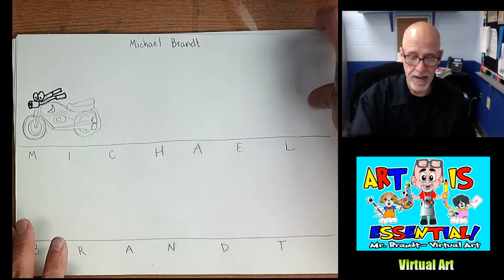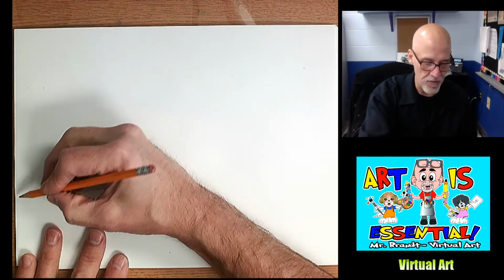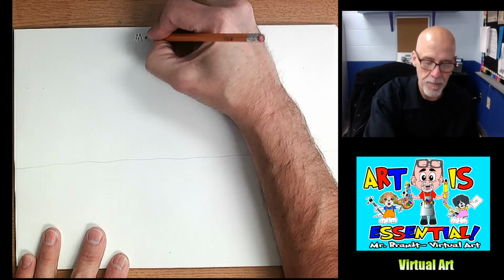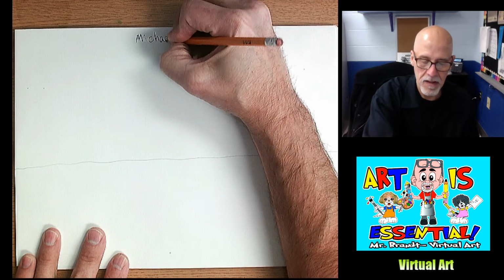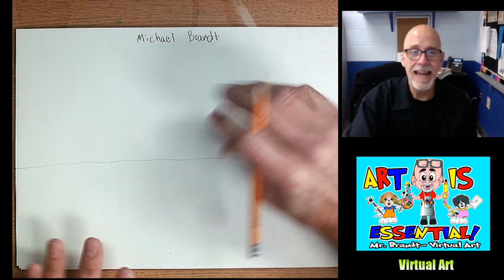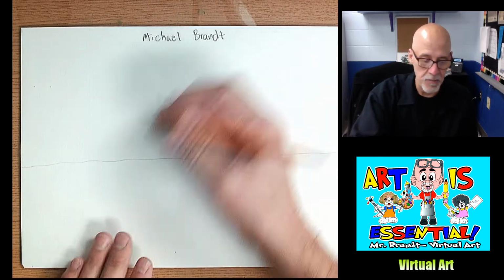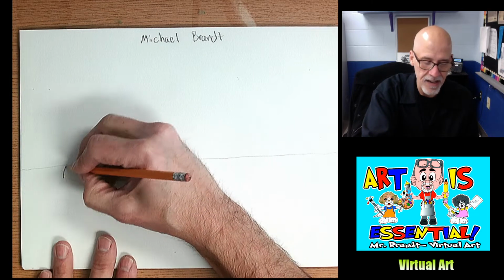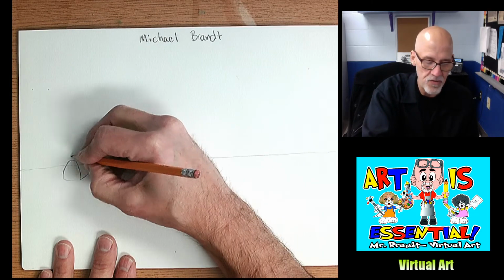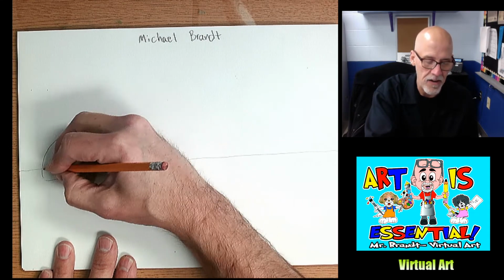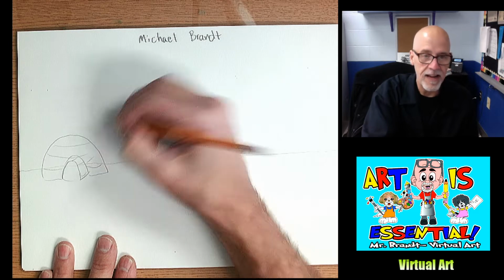The other way is to just take your paper and say, okay, I'm going to draw a ground right about here, and I'm going to print my name up at the top. And then in my picture, they don't have to be in order. Like the motorcycle, I could sketch the motorcycle right here. Maybe I want to do an igloo, so I might put some kind of igloo back here. Okay, so I could sketch that in.